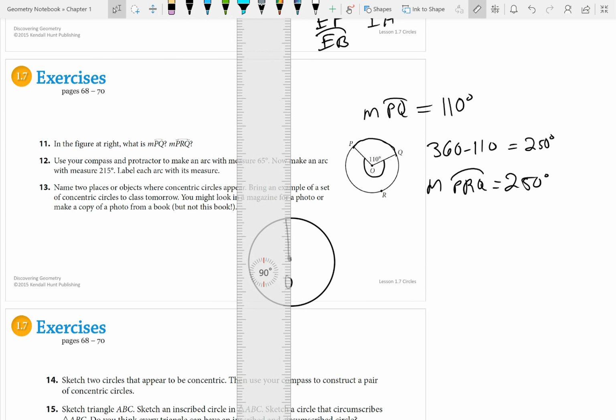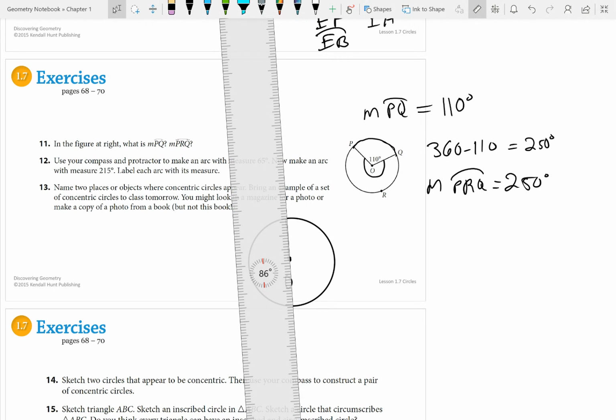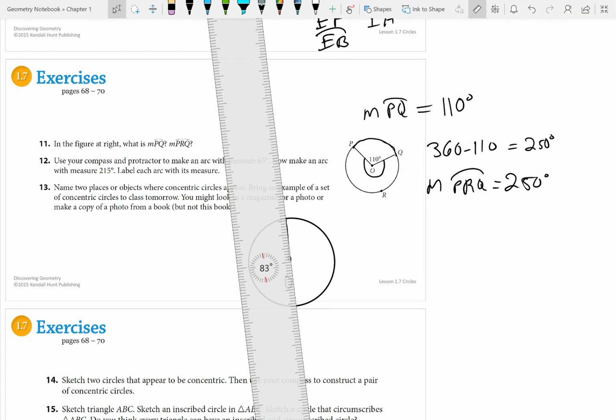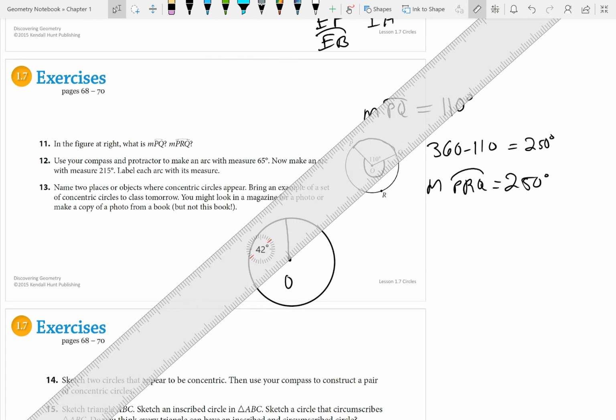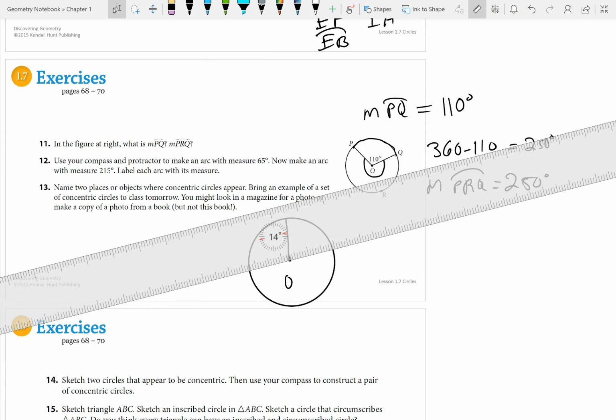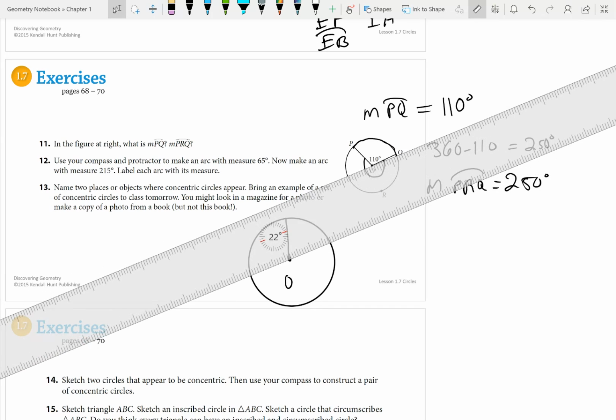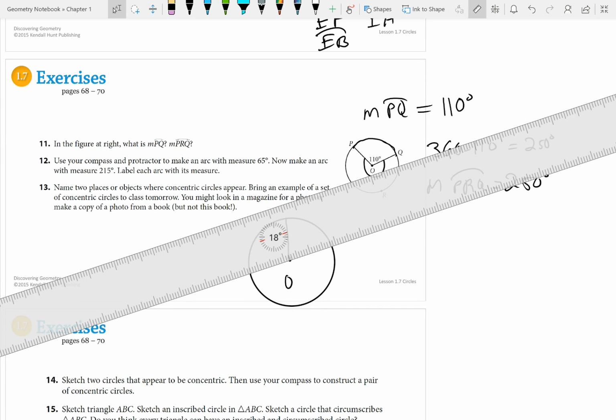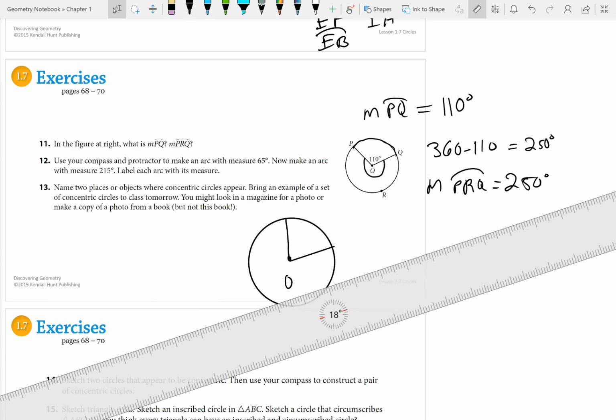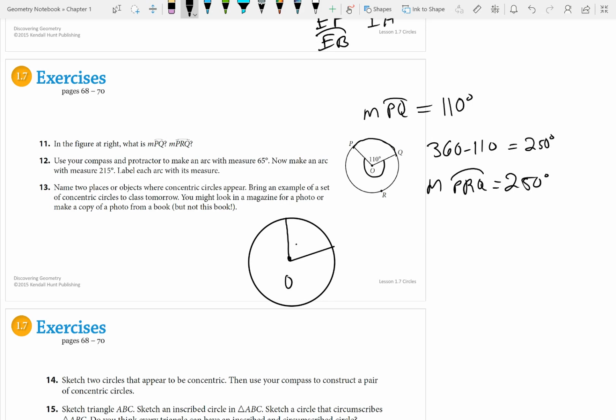Nice thing about me is I actually have the ability to use this here. So I'm going to start at 83 degrees, 65. Let's see. That's 23 minus 5, that'll be about 18. Should be about there. Yeah, it looks pretty close to it. So that's 65 degrees. And I'm going to label that A, label that B. Now make an arc with a measure of 215 degrees. So the measure of arc AB equals 65 degrees.